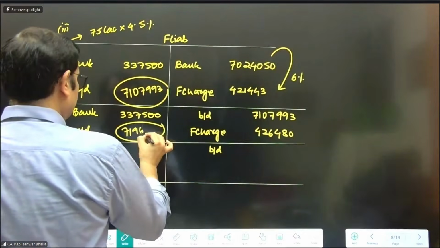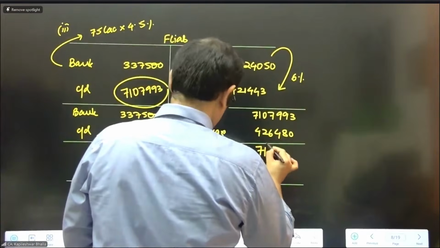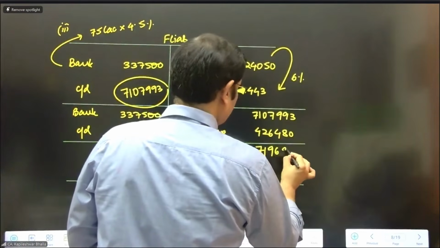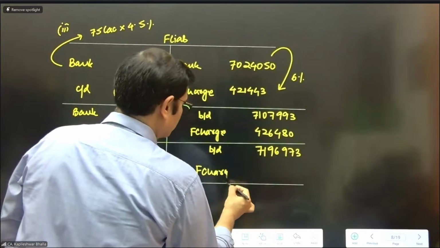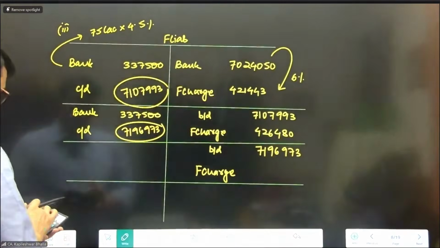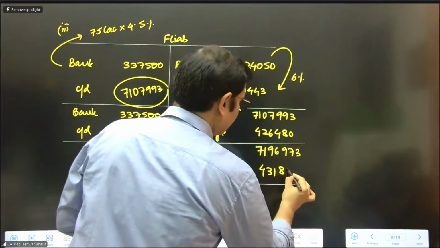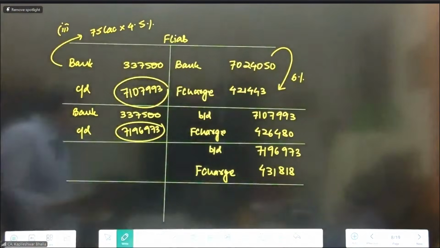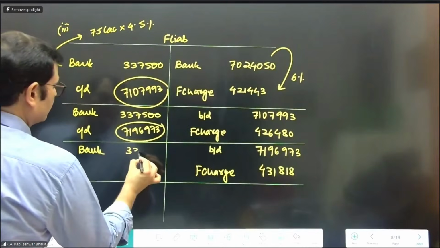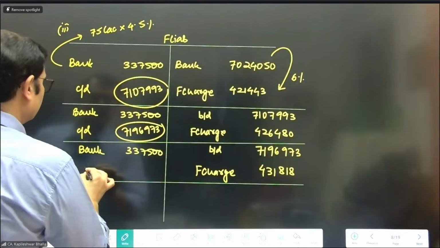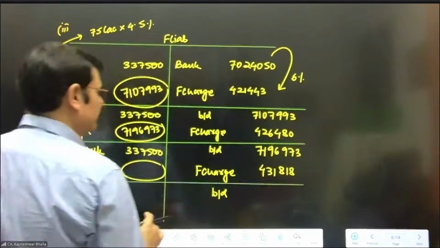71 lakh 96,973. Again, consider the finance charge at the rate of 6%. That's 431,818. We can make a payment. That's bank. That's 337,500. You get the balance CD as a balancing figure again.